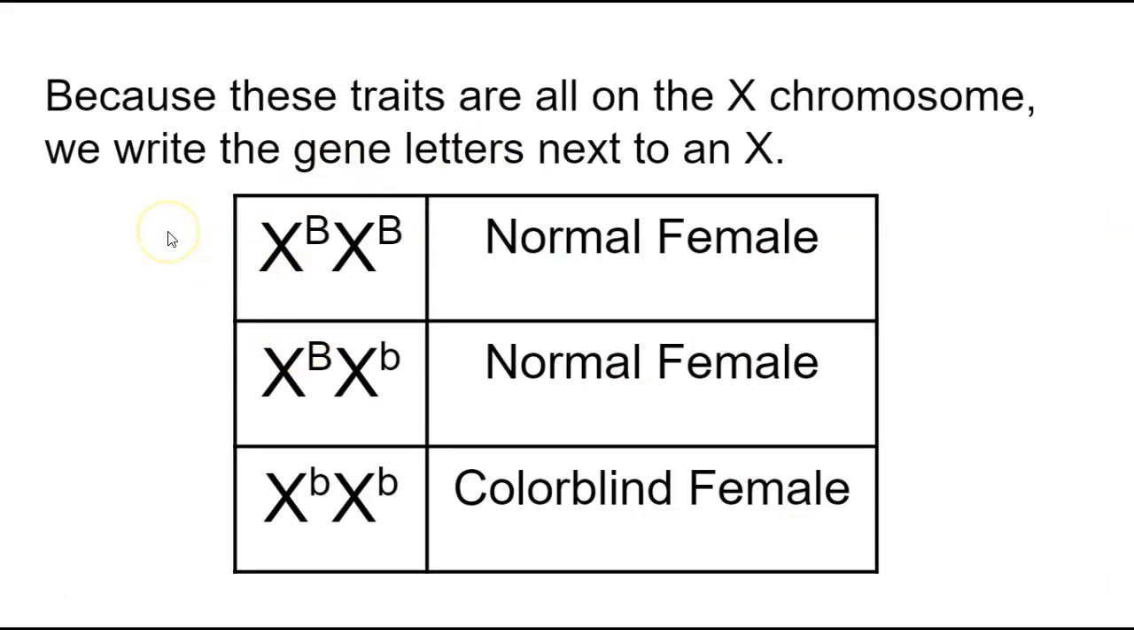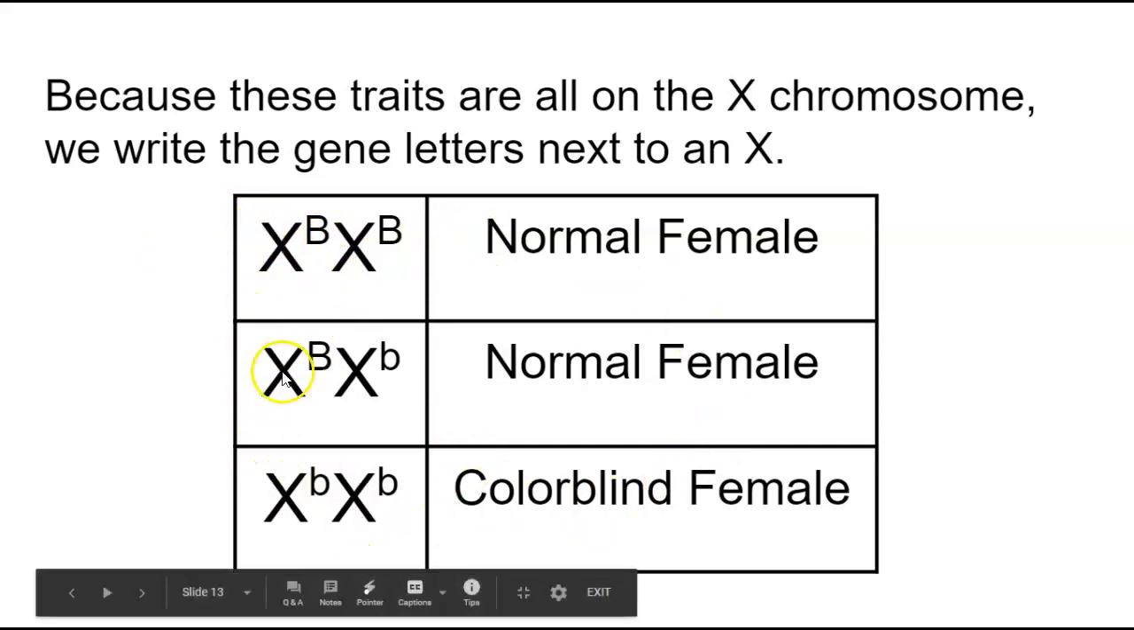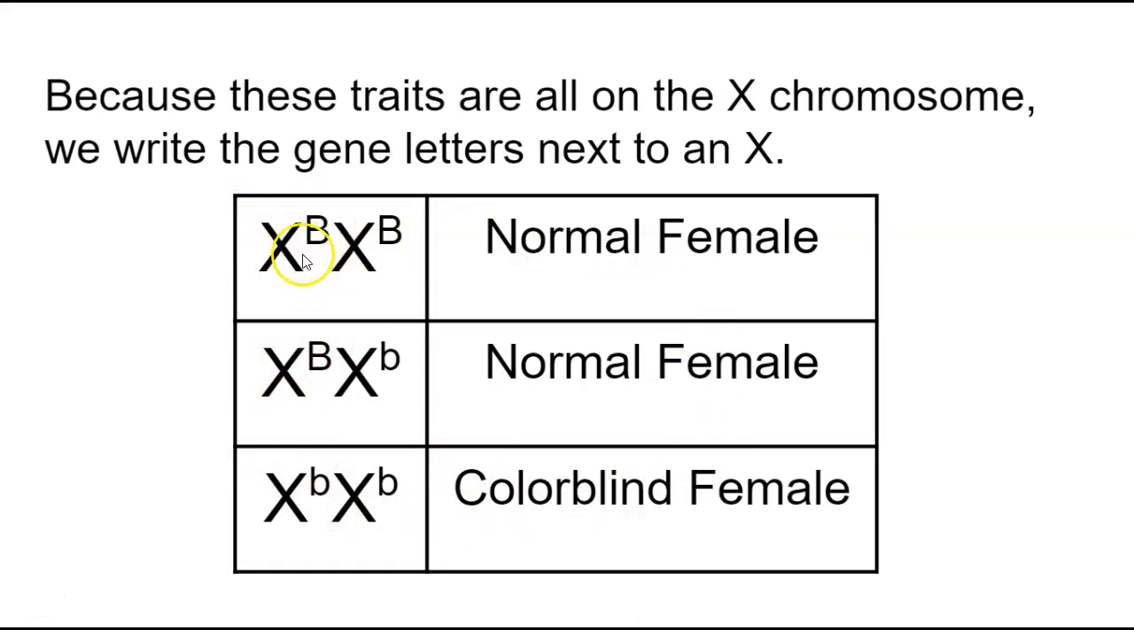All right, so these traits are all on the X chromosome. So we write the gene letters next to an X. I want you to write this example here so we see how to write them. Instead of just writing big B, big B, we write them next to an X because that reminds us that they're on the X chromosome, and this is super important.